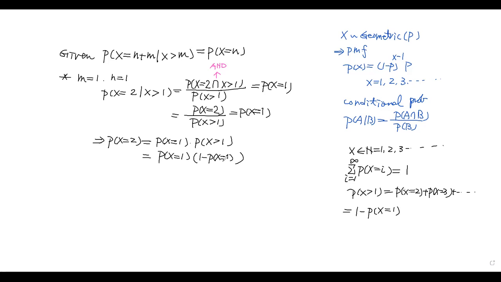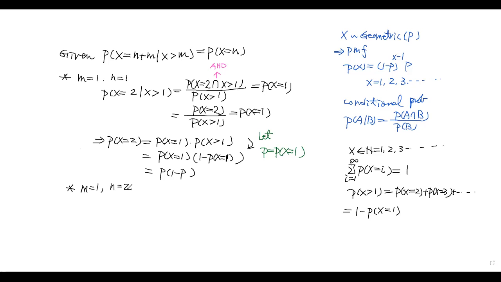Okay, so instead of keep writing X equal to 1, to simplify the writing, I will let P be equal to the probability X equal to 1. So I know the probability X equal to 2 will be just P times 1 minus P. Okay, now let's take a look at the second case here. Let M still be 1.